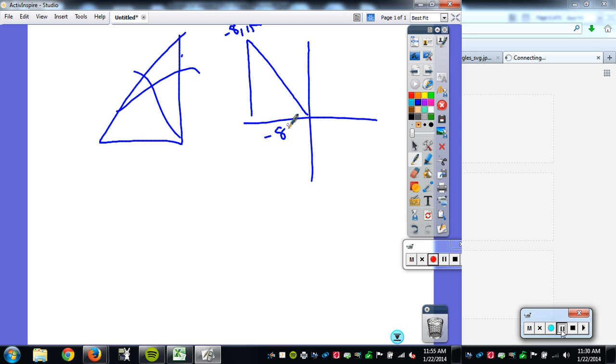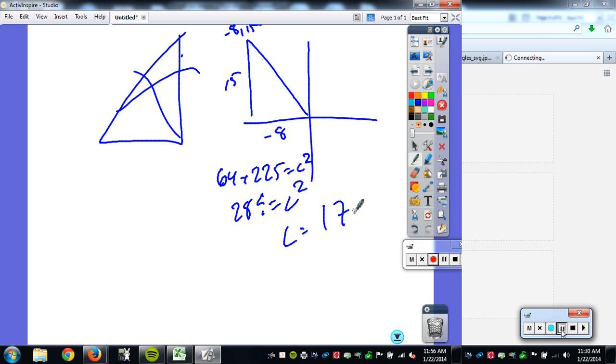Notice where this guy's negative 8 and this guy's 15. How do we find this side? Good old Pythagoras, right? We say a squared, which is 64, plus b squared, which is 225, equals c squared. 289 equals c squared. So what is c? C is the square root of 289, which is 17, if you recall. Anybody have a question there?